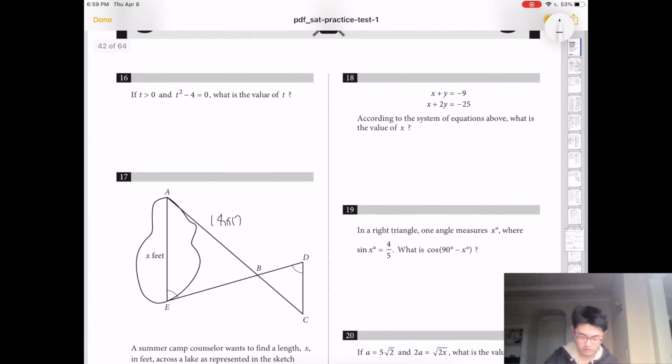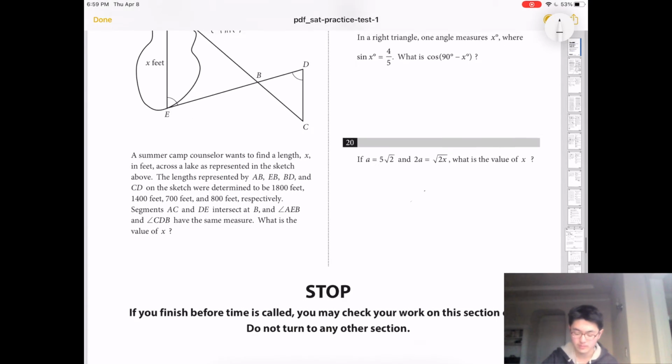Alright, next question. If t is less than 0 and t squared minus 4 equals 0, what is the value of t? You do t squared equals 4, t equals 2 or negative 2, but it has to be less than 0. So t equals negative 2.